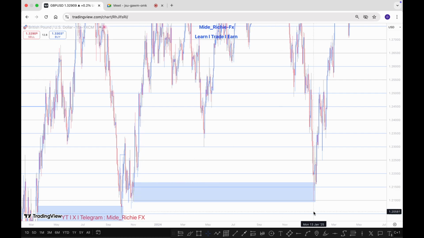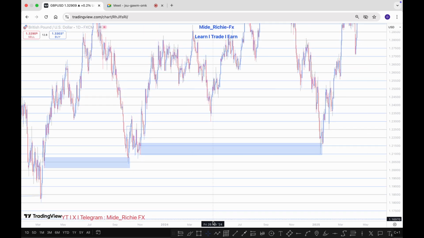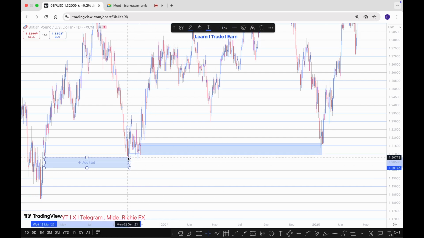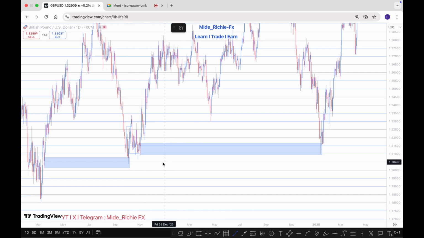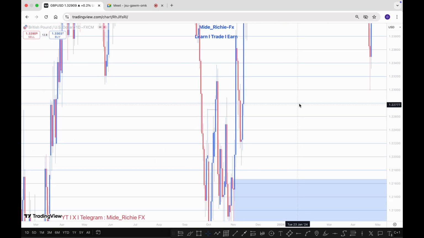mark out this particular part of interest right here for the market to come respect, right? And if you guys can see that very well, we have a mitigation of this demand zone after the change of character of the previous mitigation, which is this one. We have a change of character right here. We have the mitigation of this demand, and then here is actually where we had the sweep of liquidity. I hope you guys can see that very well.